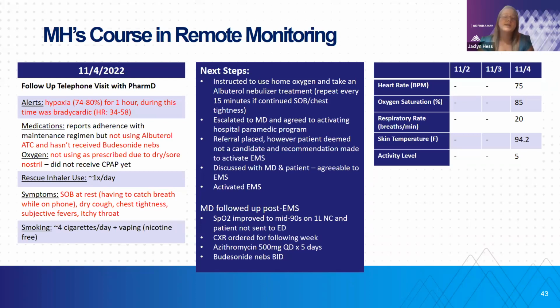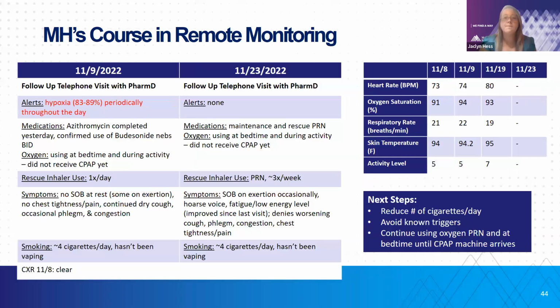Her O2 sats did eventually come up to the 90s on 1 liter of nasal cannula. And when the physician had reached out later that night, she had started her on a course of Zithromax, ordered a chest x-ray for the following week, and stressed the need to pick up and start the budesonide nebulizers. And then I spoke with her next on November 9th. She had periodic alerts throughout the day for hypoxia, but they didn't continue to persist beyond that.